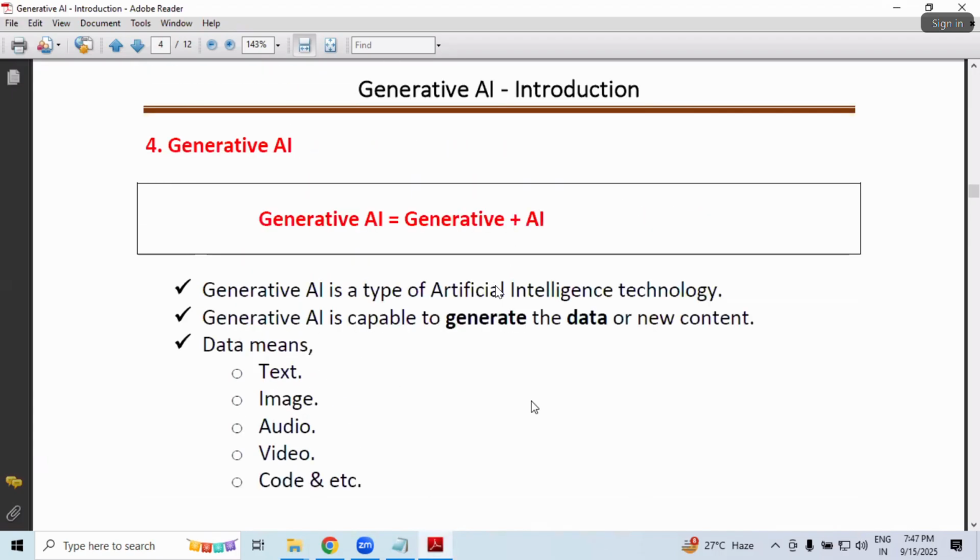Now generative AI. What is the next one? Generative AI. Let me tell you one small point.